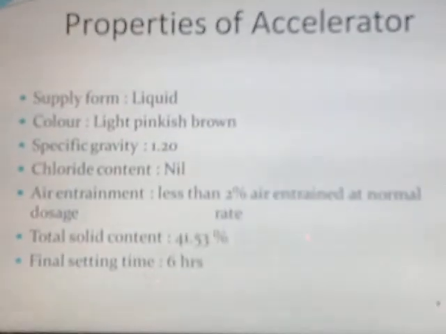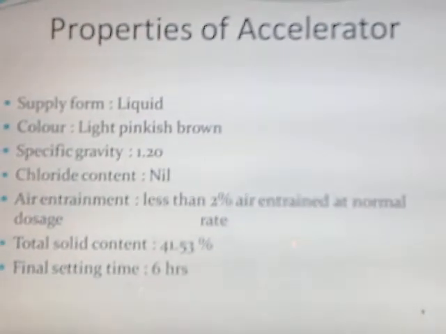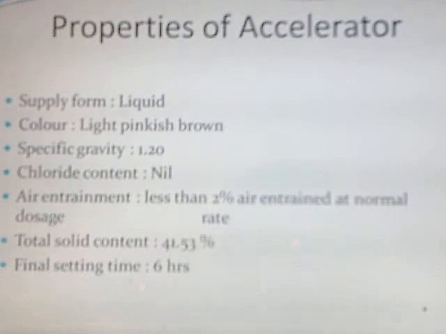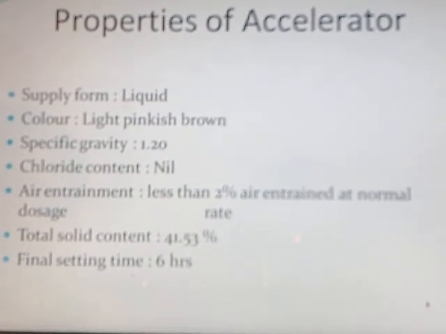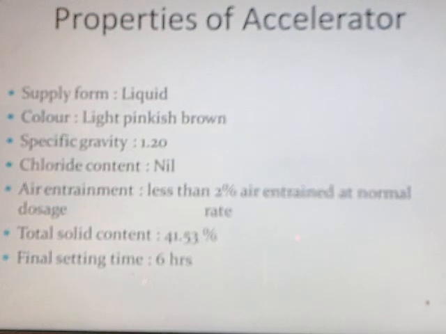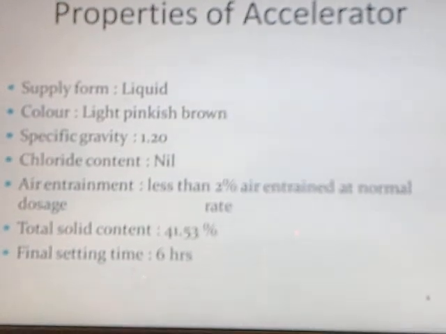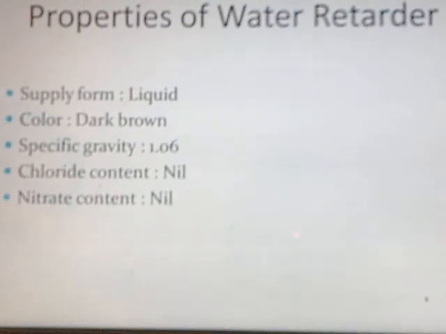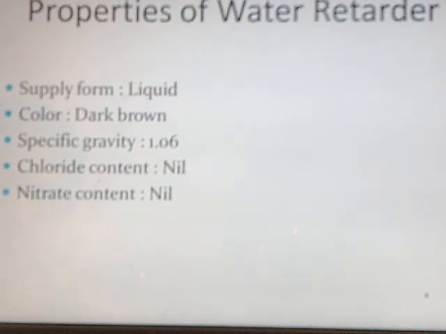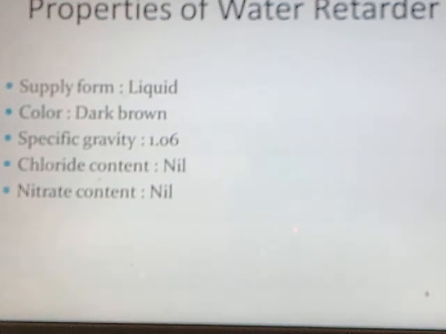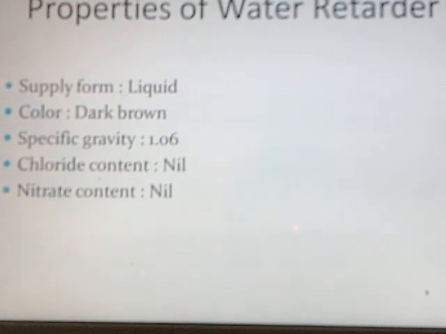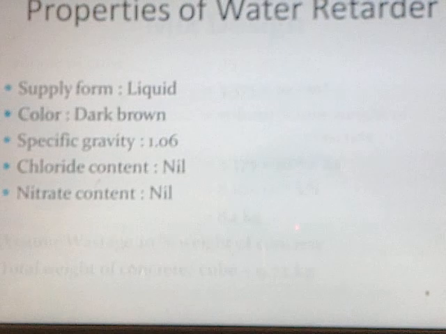Properties of the accelerator: the supply form is liquid and the color is light pinkish brown. Specific gravity is 1.20 and the chloride content is nil. The air entrainment is less than 2%, the total solid content is 41.53%, and the final setting time is 6 hours. These are the properties of the water retarder: the supply form is liquid and the color is dark brown. The specific gravity is 1.06 and the chloride and nitrate content is nil.